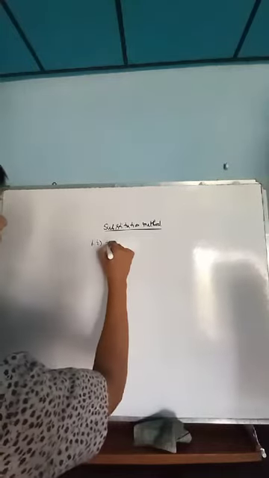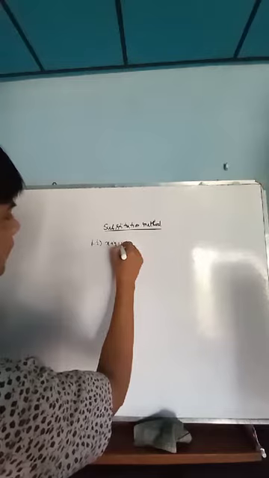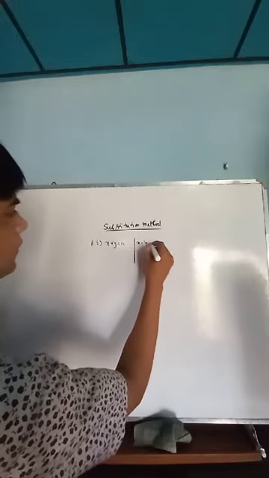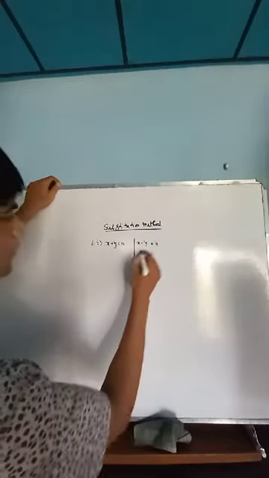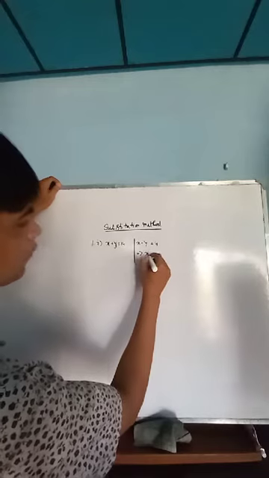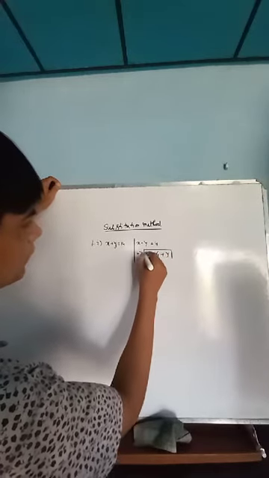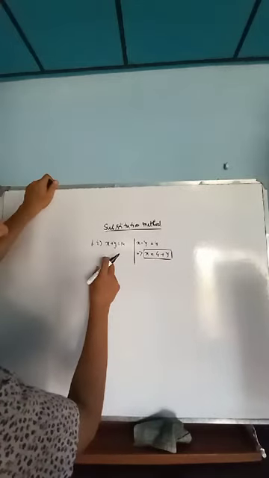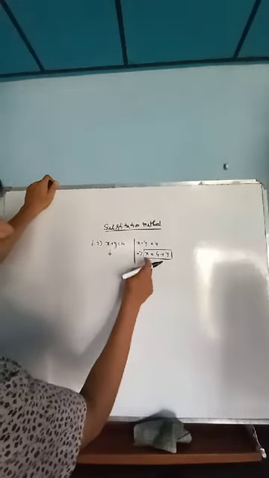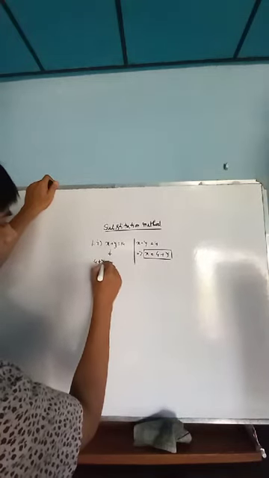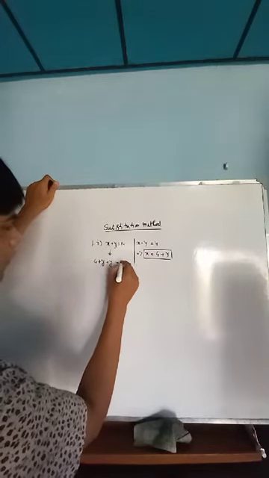x plus y is equal to 14, and the other one, x minus y is equal to 4. How can I solve this? Suppose you think x is equal to what? 4 plus y. Substitution method. Substitution means change. So in this equation, in place of x you can replace by that. So whatever you get, 4 plus y is equal to 14.